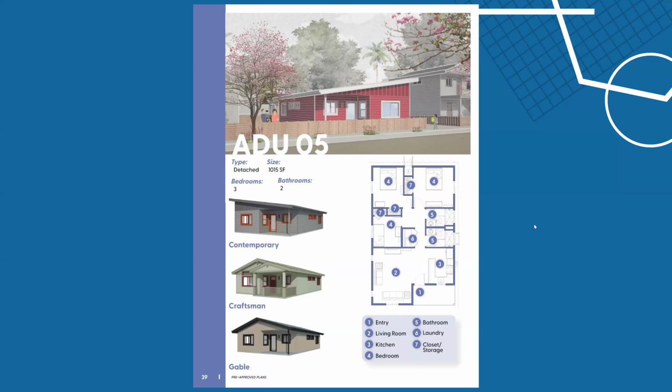And Plan 5 is our biggest plan that we offer for ADUs. It's 1,015 square feet. It's a 3-bedroom, 2-bath. This one also has an option to make the 3rd bedroom a study if they wanted to. And like all of them, they have the 3 options for the exterior.